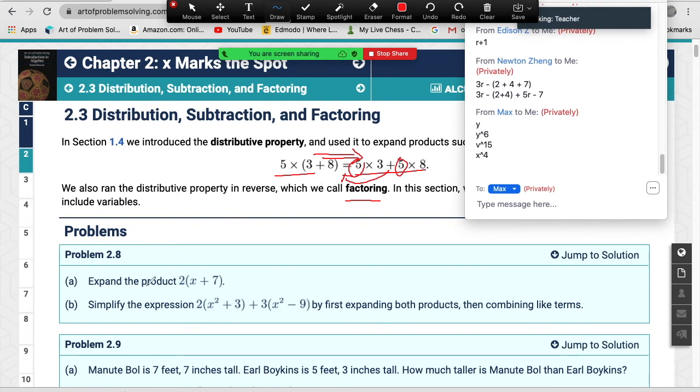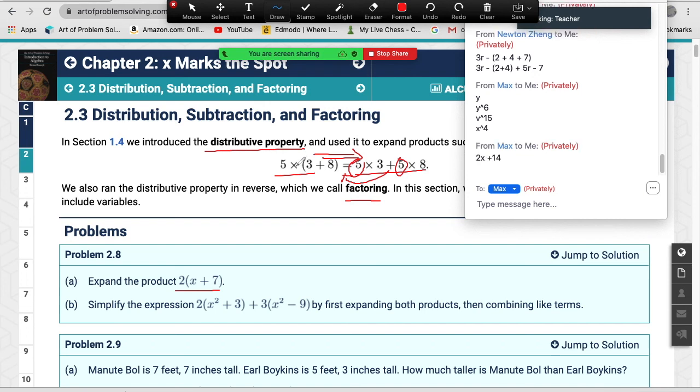So now let's see. Let's expand this product. Everybody do this. See what your answer is. If you expand this product, because we already learned this one is called the distributive property, that means this one equals 2x plus 14. Yeah, Max, you're right.